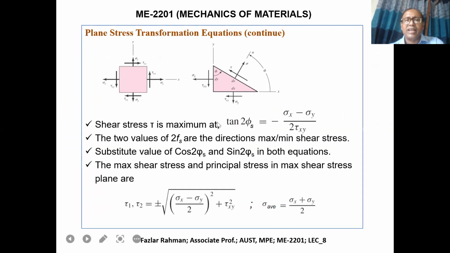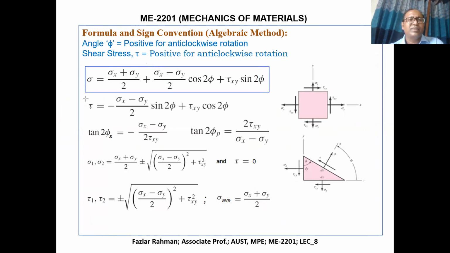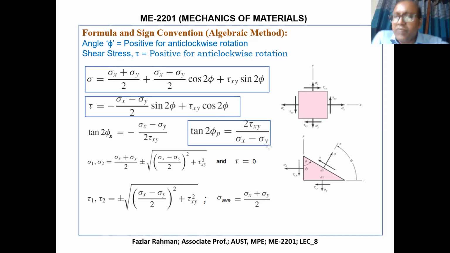So if I summarize all the formulas right over here, this is the mother equation of sigma, the mother equation of tau. What is the condition for the principal plane? Right over here. So if you solve tan 2 phi p, say tan 2 phi p equals 0.05, for example, or 0.35, from the calculator you get the angle. Say the angle you got is 47.